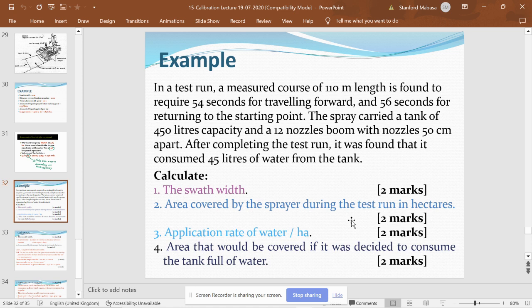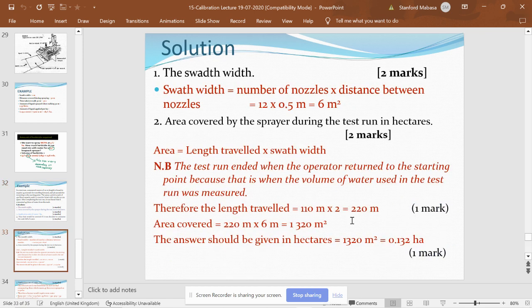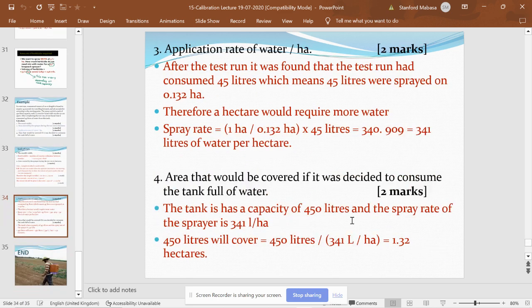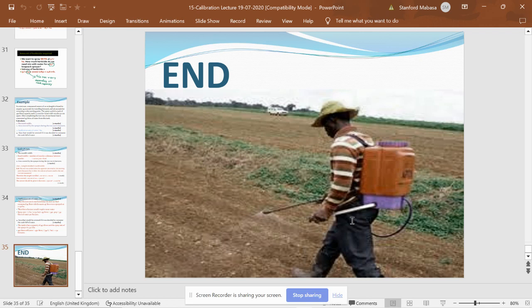So this is just an example where we also have a solution about this example of how to calibrate a sprayer. Again, it's another example. So this is actually it for knapsack sprayer calibration. So I will have to stop here.